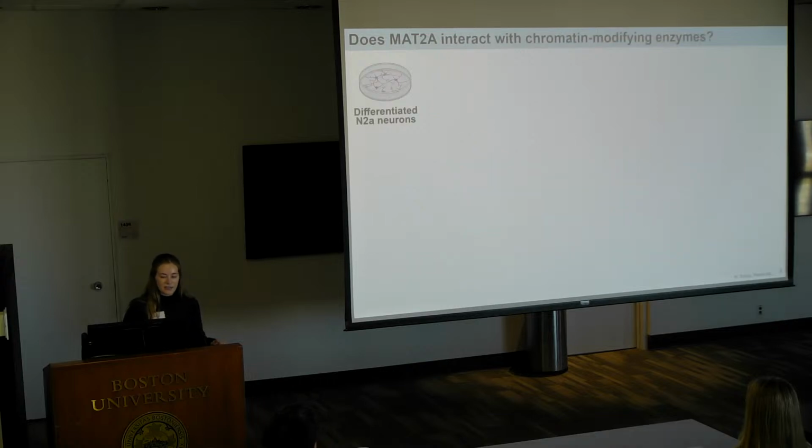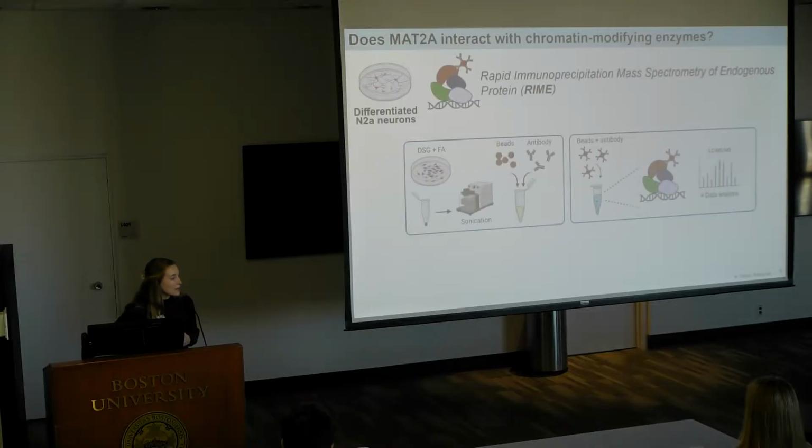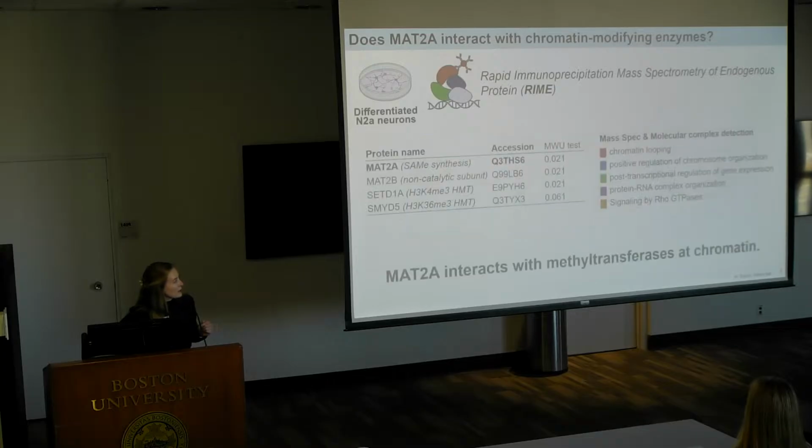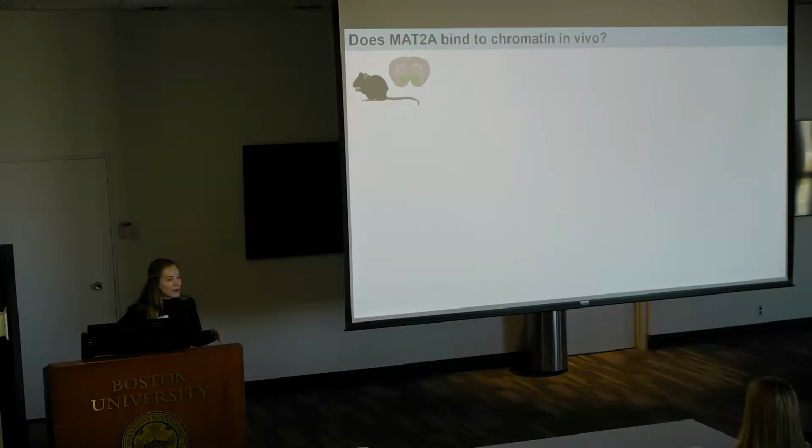We also wanted to ask if MAT2A interacts with any chromatin modifying enzymes. So we performed this technique called RIME, which works a little bit similar to ChIP. You use antibody conjugated beads against your protein of interest, in this case MAT2A. And instead of a DNA readout, you cross-link all your proteins together and then do mass spec on that eluent. This worked great. Our top hit was MAT2A as expected. Second hit was MAT2B, which is the regulatory subunit. And we got a whole slew of methyltransferases as well, so we can confirm that yes, MAT2A is interacting with these chromatin modifying enzymes.